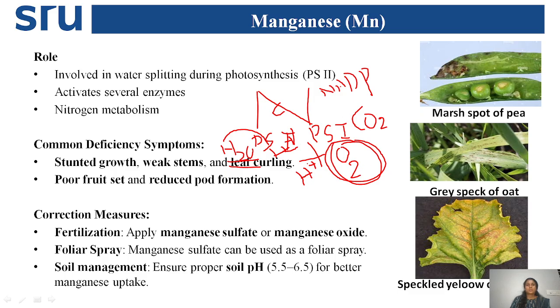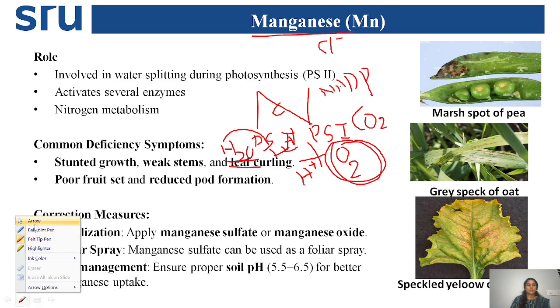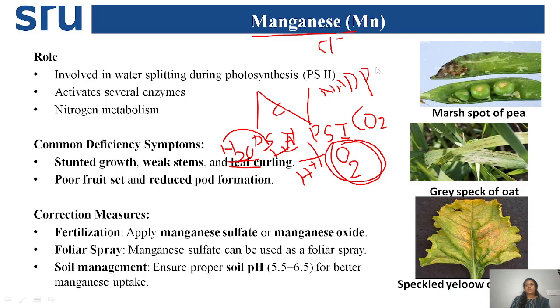So this water splitting is catalyzed by manganese. Not only manganese, chlorine and somewhat calcium are also involved in water splitting. Manganese also activates several enzymes, and it has a specific role in nitrogen metabolism. In manganese deficiency, the plant faces stunted growth, weak stem, because stunted growth means less vegetative growth, as it directly affects the electron transport chain, and poor fruit set and reduced pod formation.